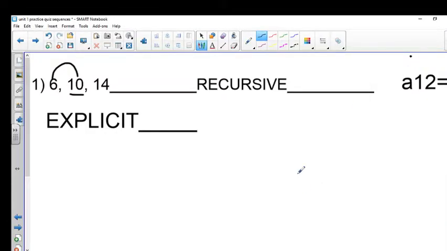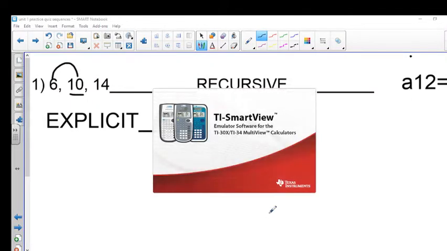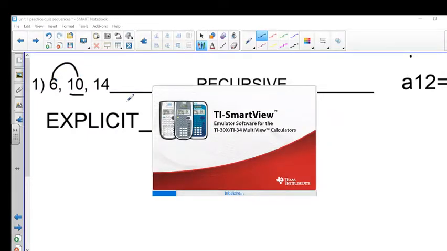Okay, so this is practice quiz number 1. So the first thing we want to do is find the next term. Well, in order to find the next term, what we have to do is take the second term, whatever the second term is, and subtract it from that.